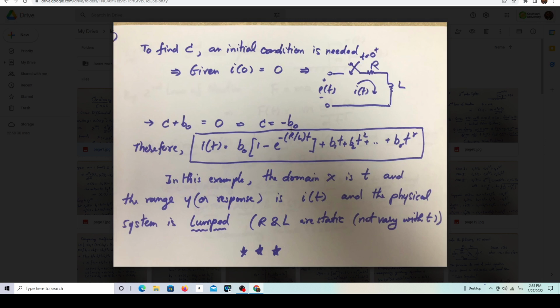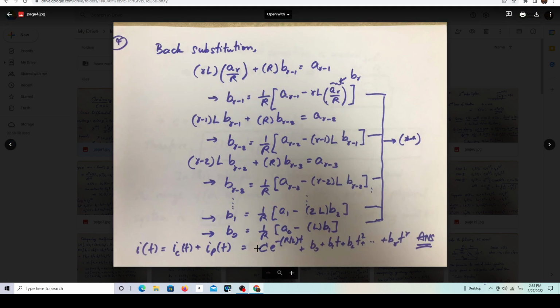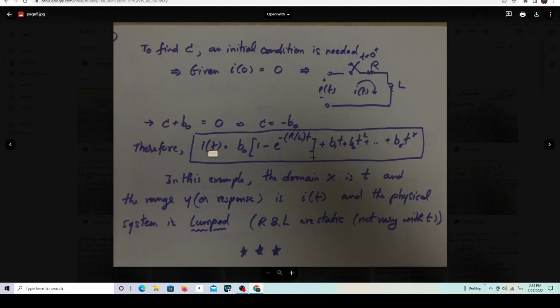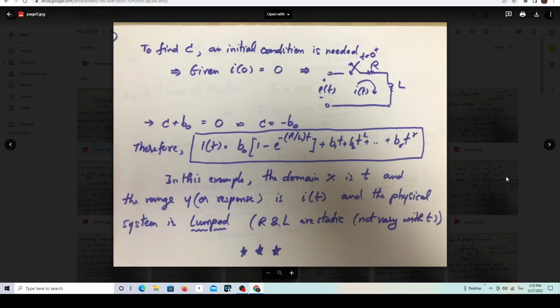You put this constant C into this equation. C is equal to minus b0, so b0 becomes the common multiplication term. You can rearrange the terms and get this general solution of i(t). Now you can see that i(t) here is in the general form.